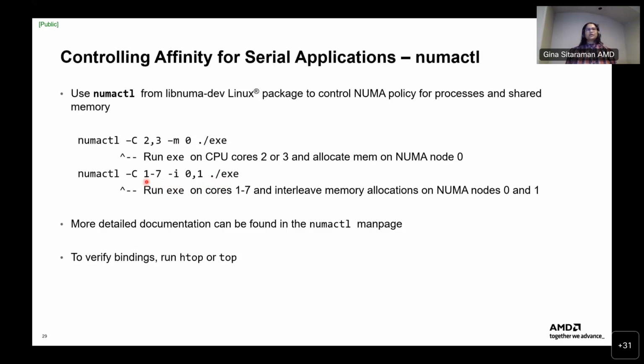And in the second example here, I have the same serial application. I only need one core, but I'm giving you a range of, from 1 through 7 hardware threads that you can run this application on. Schedule it on one of these cores, but also make sure that all of my data accesses are interleaved across NUMA nodes 0 and 1.